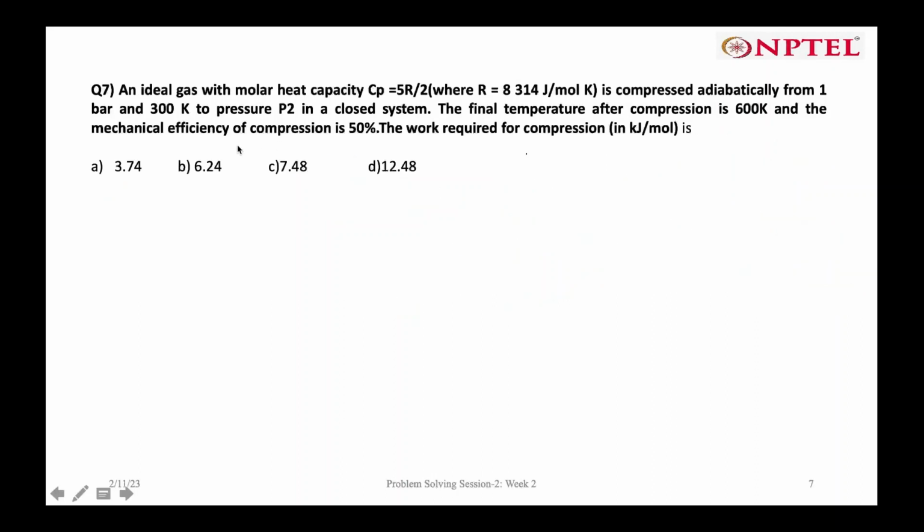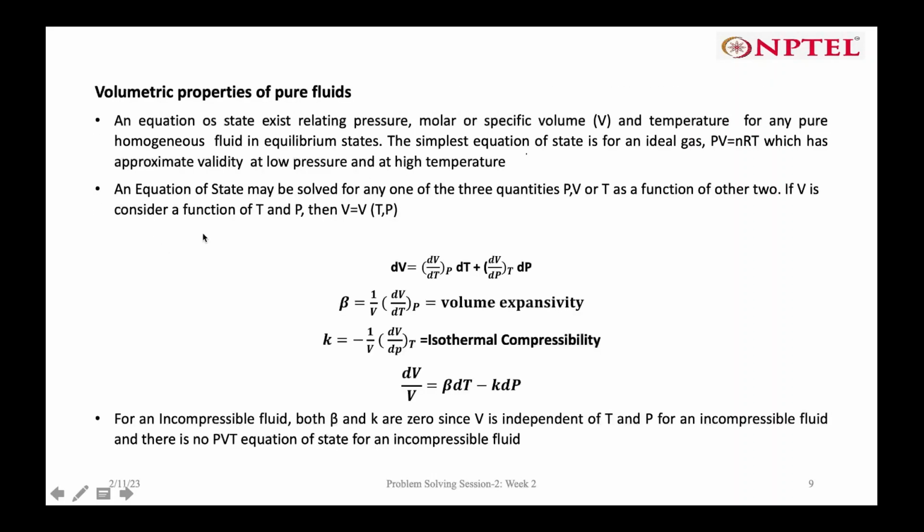Now coming to question number 7. An ideal gas with a molar heat capacity Cp 5R divided by 2, where R is the gas constant, is compressed adiabatically from 1 bar and 300 Kelvin temperature to pressure P2 in a closed system. The final temperature after compression is 600 Kelvin and the mechanical efficiency of compression is 50%. The work required for the compression in kilojoule per mole. Options are given here. Try to solve and tell the answer.